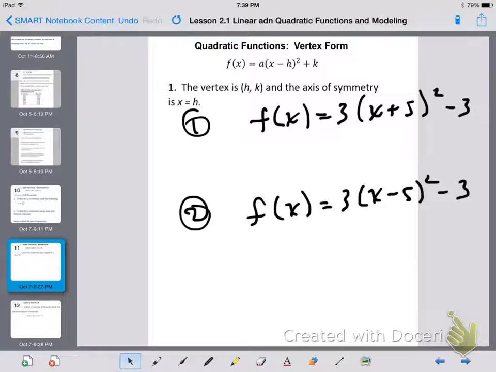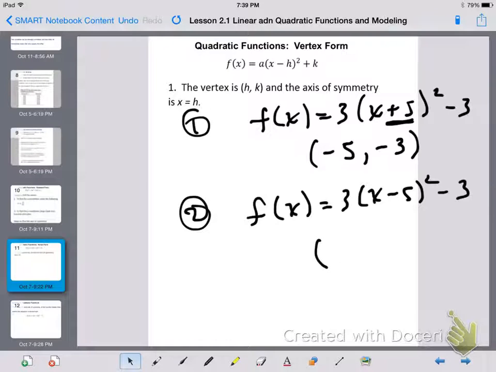Now, if you want to write down what the vertex is, the x-coordinate of my vertex is always going to be the opposite of what you see here. So my vertex's x-coordinate is going to be negative 5. And then the y-coordinate of the vertex is my k here, which is just negative 3.